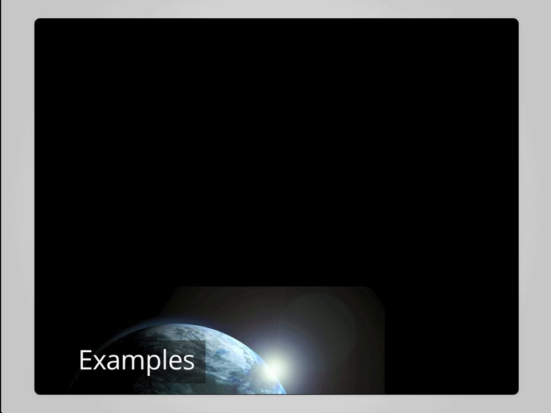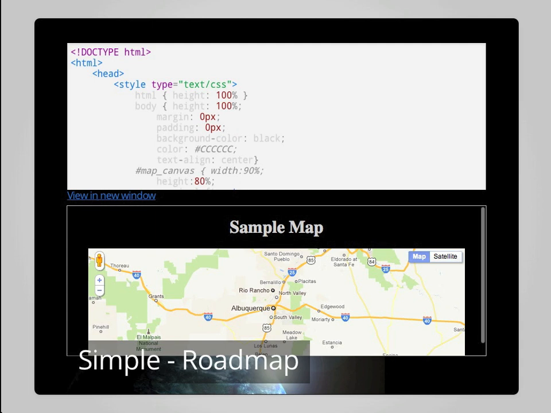Let's now look at a series of examples that illustrate the capabilities of the Google Maps API, as we start with a very simple example and then illustrate some of the capabilities that I've just described. Here we have a basic, simple example displaying the roadmap style of map.